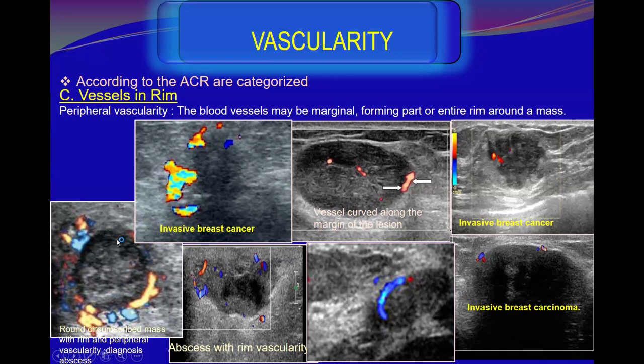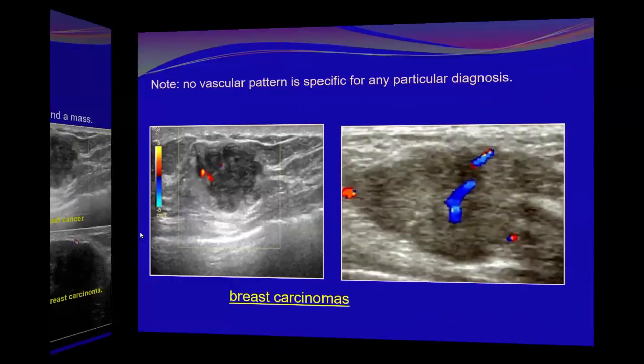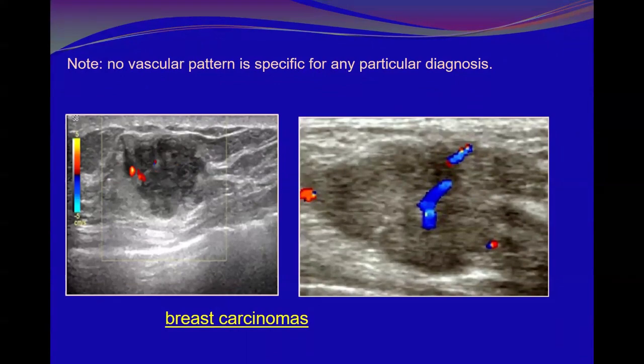While in this case, these are two examples of abscess. The core here is devoid of any signal, while the capsule of the abscess and the adjacent tissue demonstrate hypervascularity. As we mentioned, no vascular pattern is specific for any particular diagnosis.